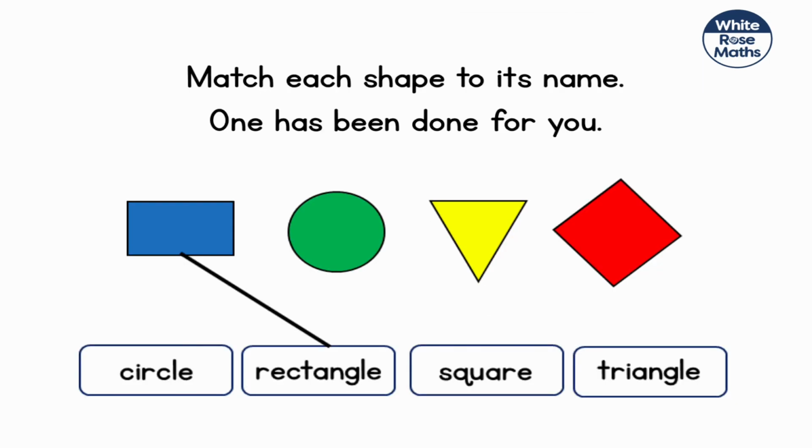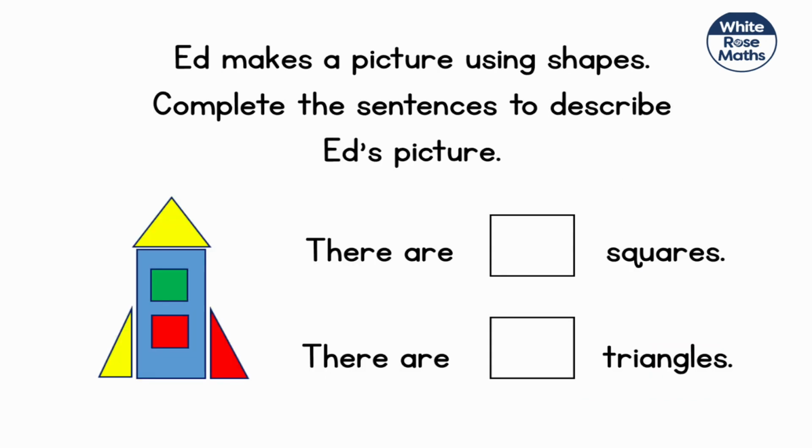Match each shape to its name. One has been done for you. That's a rectangle, that's a circle, this is a square, and this is a triangle. Okay, right guys, next question.